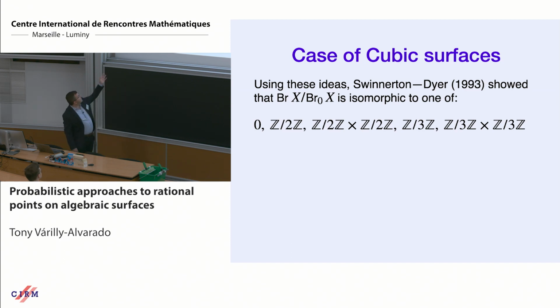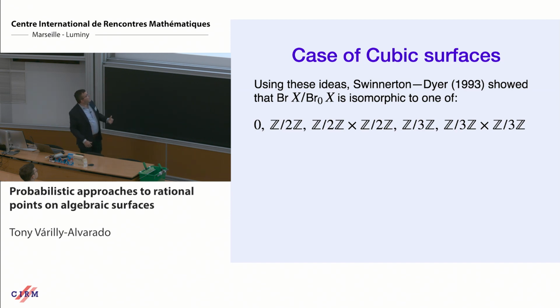You get 0, Z mod 2Z, the Klein 4 group, Z mod 3Z, or Z mod 3Z cross Z mod 3Z. So there's not a whole lot of possibilities for the Brauer group of a cubic surface. And in fact, let me make a couple of observations. One is, if your Galois group happens to be maximal, so if it's the whole Weil group of E6, then you get 0. And that happens for most cubic surfaces. Right? These Galois actions always want to be really big.